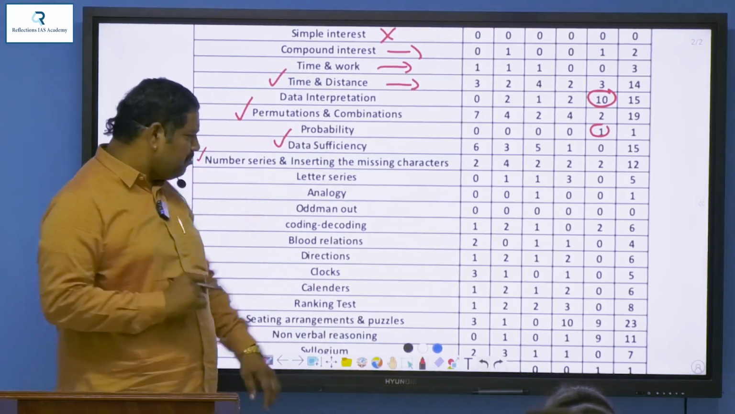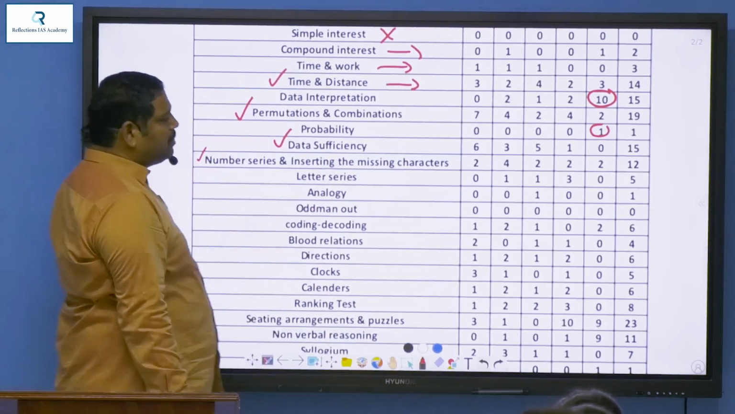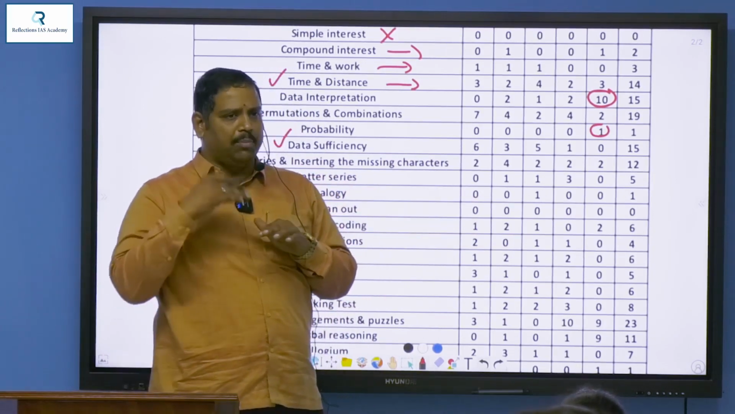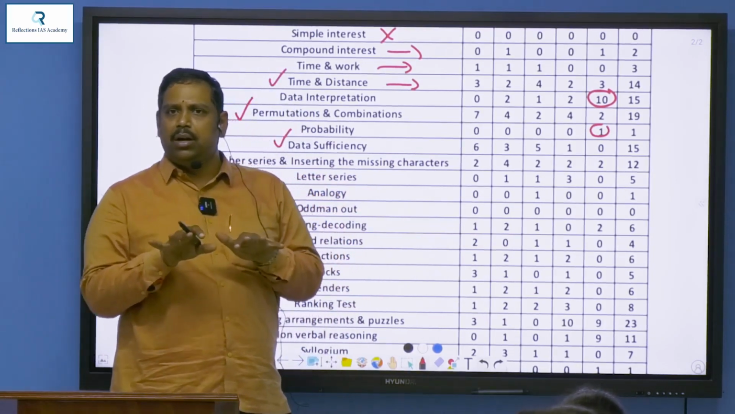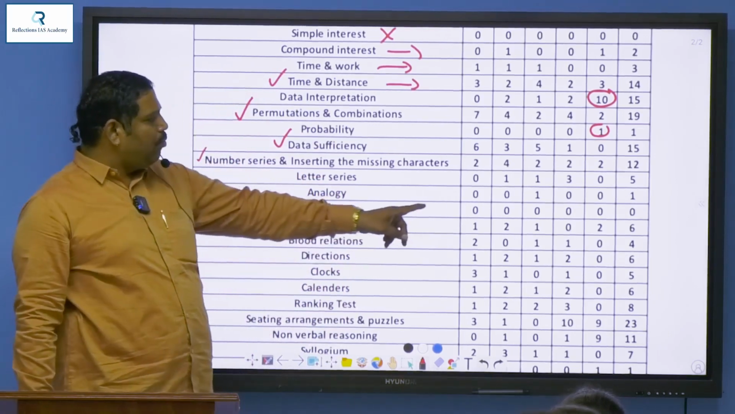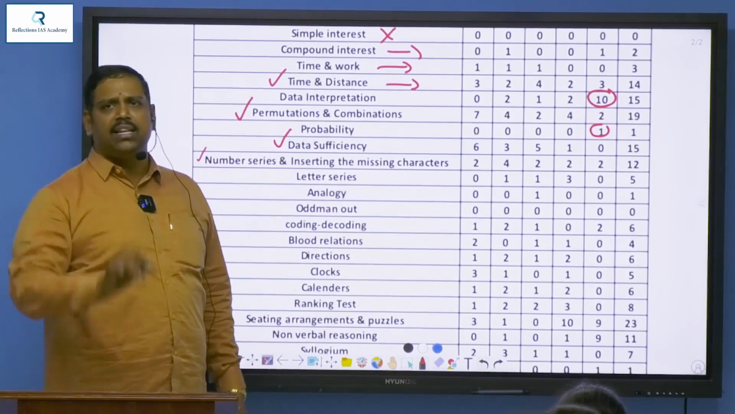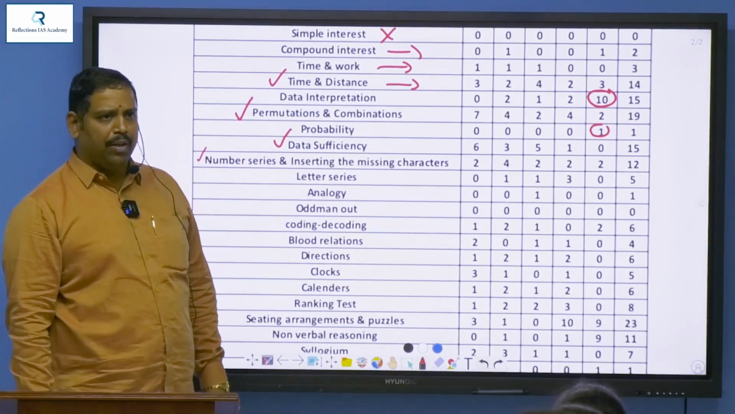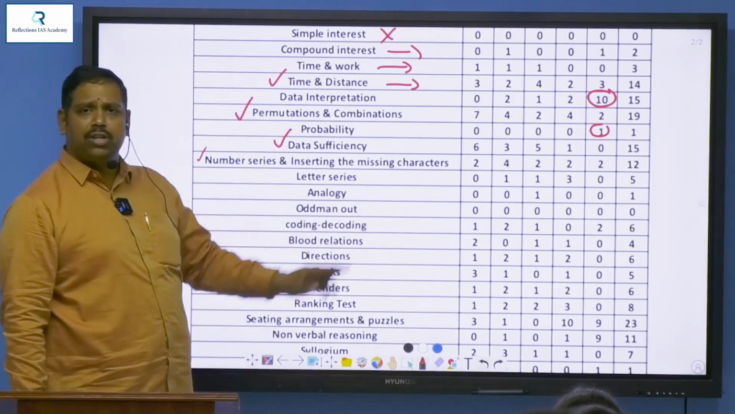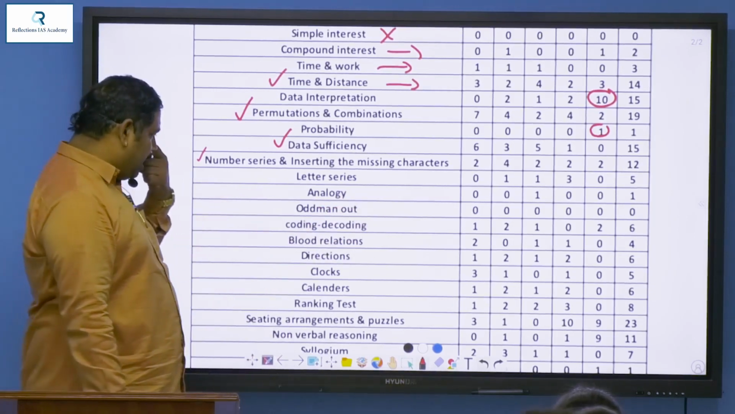Not. Next one, coding, decoding. Observe, almost consistently 1 question. Okay, it's not the best, not the worst. Some part we can focus on it. Next one, blood relations, 2, 0, 1, 1, 0. In 2023 also you got a question from blood relations. Good. Next one, directions, 1, 2, 1, 2, 0. Means consistently 1 question on an average we can take. Right. Coming to the next one, clocks.